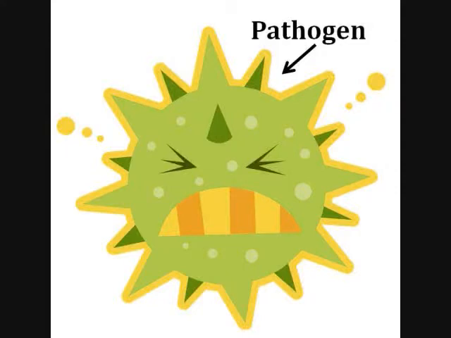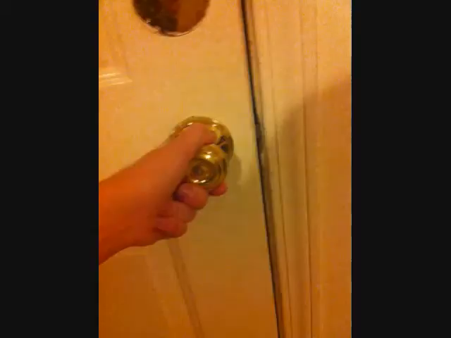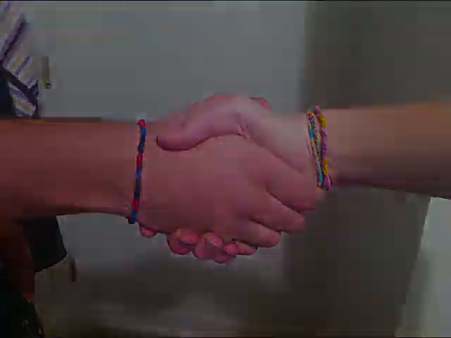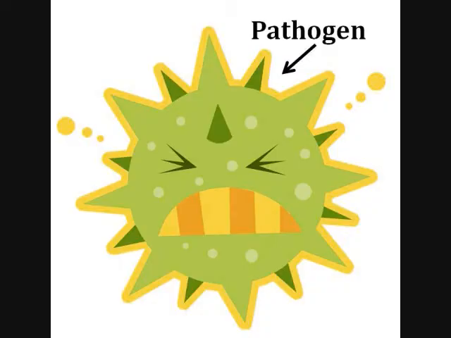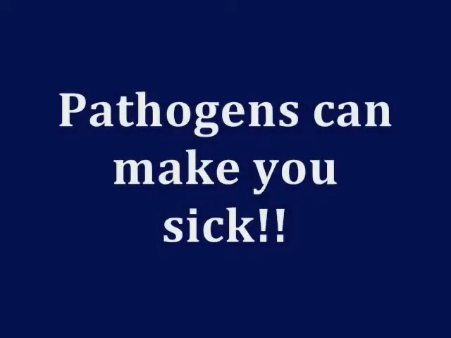You can get pathogens on your hands by touching objects that you encounter throughout your everyday life, such as a light switch, a door handle, or even shaking somebody's hand. Once these pathogens get on your hands and you go to eat food without washing your hands, you can transfer the pathogens into your body, which would likely result in you getting an illness.